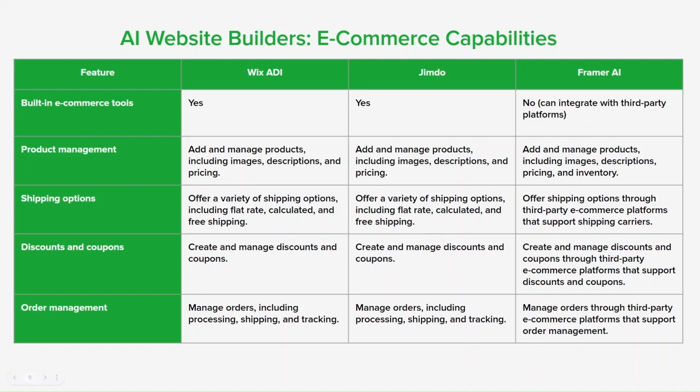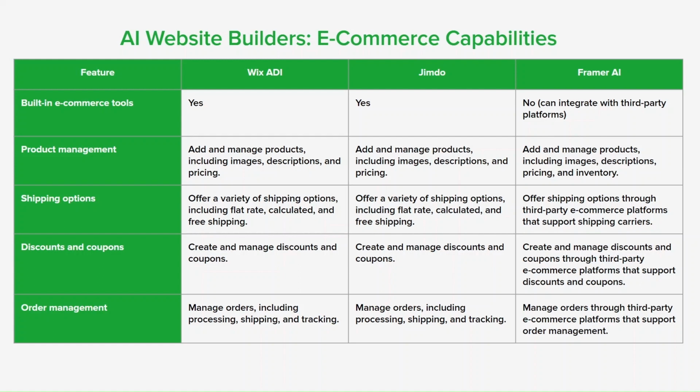So overall, the e-commerce capabilities, Wix is quite advanced. You can add and manage products, including images, descriptions. You can offer a variety of shipping options. You can create and manage a bunch of discounts and coupons as well, and manage orders really easily on both Wix ADI and Jimdo. Framer AI can potentially offer all of that, but none of it's built in. You do have to integrate it with a third-party service, in which case I wouldn't recommend it if you are an e-commerce business, simply because it's so much easier to manage all of that in one dashboard, in one CMS.